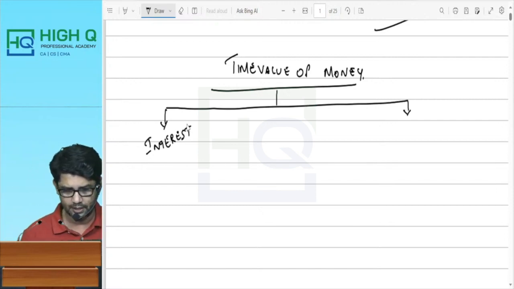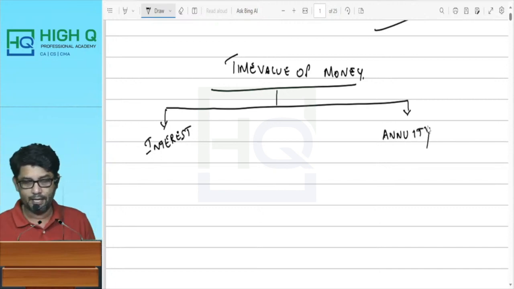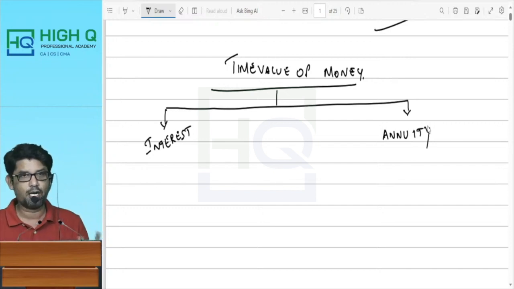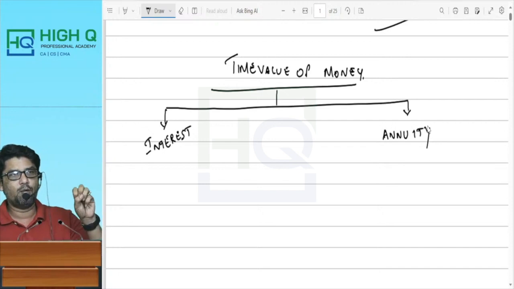So look at this, my dear. Let us have two types. One part is interest. The second part is annuity. Now, tell me, my dear, which one is important here, interest or annuity? For example, sir, interest and annuity, two parts are there.